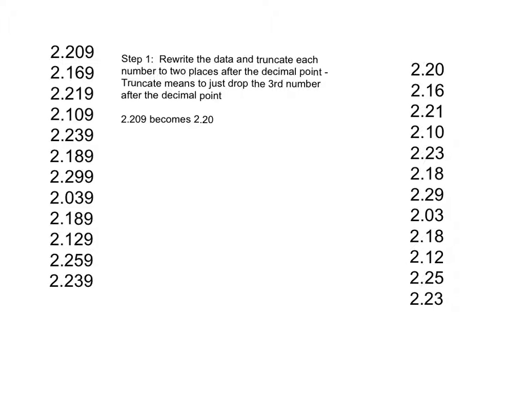Okay, the first thing that I did was I rewrote the data and I truncated each number to 2 places after the decimal point. Now this isn't rounding. Truncating means to just drop the third number after the decimal point. So my example here is showing that if I take 2.209 and I truncate it, I'm just ignoring this 9, and so 2.209 becomes 2.20. And then the next one, 2.169, I just ignore this 9, and 2.16 becomes my next number. So truncate means to like chop it off.